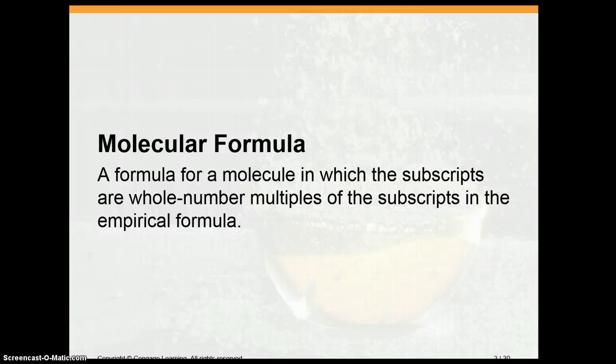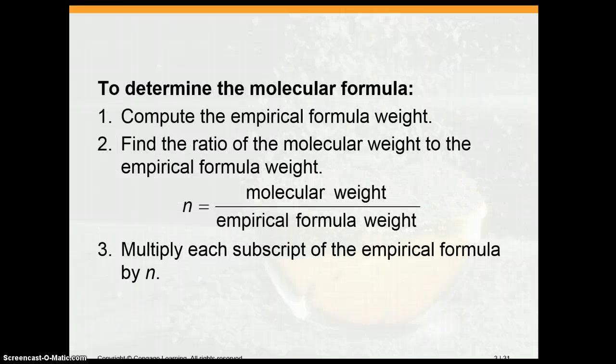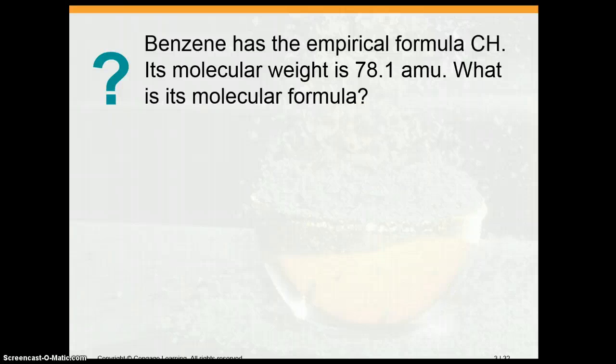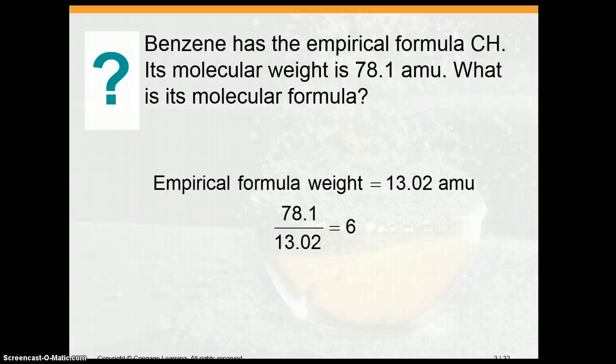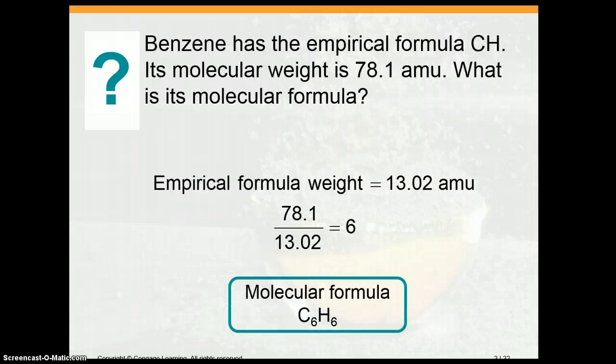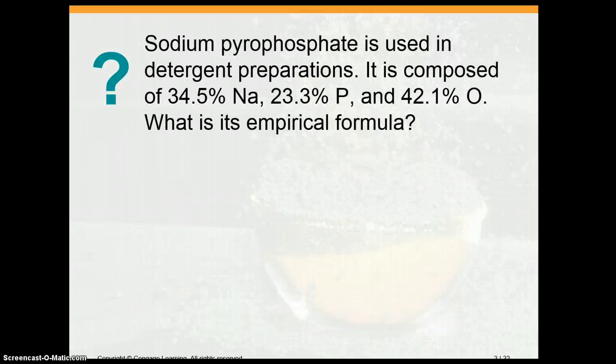Molecular formula gives you the actual number of each term. To calculate it, you're simply going to find the empirical formula and determine its weight, and then find the ratio of the molecular weight to the empirical formula weight. Then multiply the subscripts in your empirical formula by this ratio. For example, we found that the empirical formula of benzene was CH, and its molecular weight is 78. The empirical formula weight is 13, so if I divide 78.1 by 13, I get 6. So I take the subscripts in CH and multiply them by 6, and I get the molecular formula.